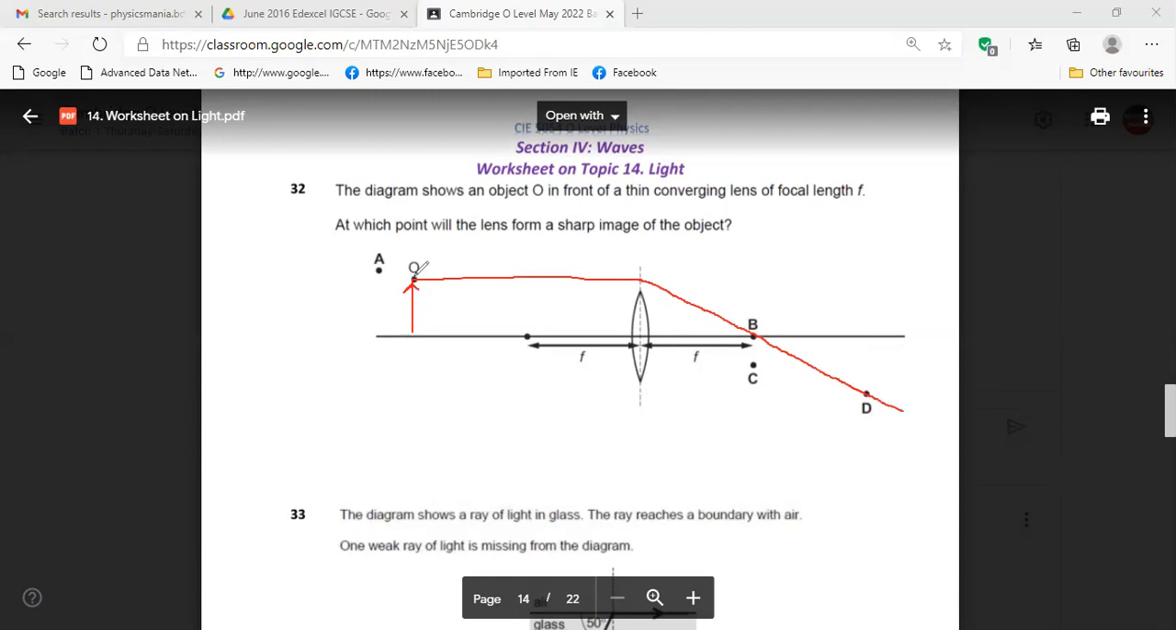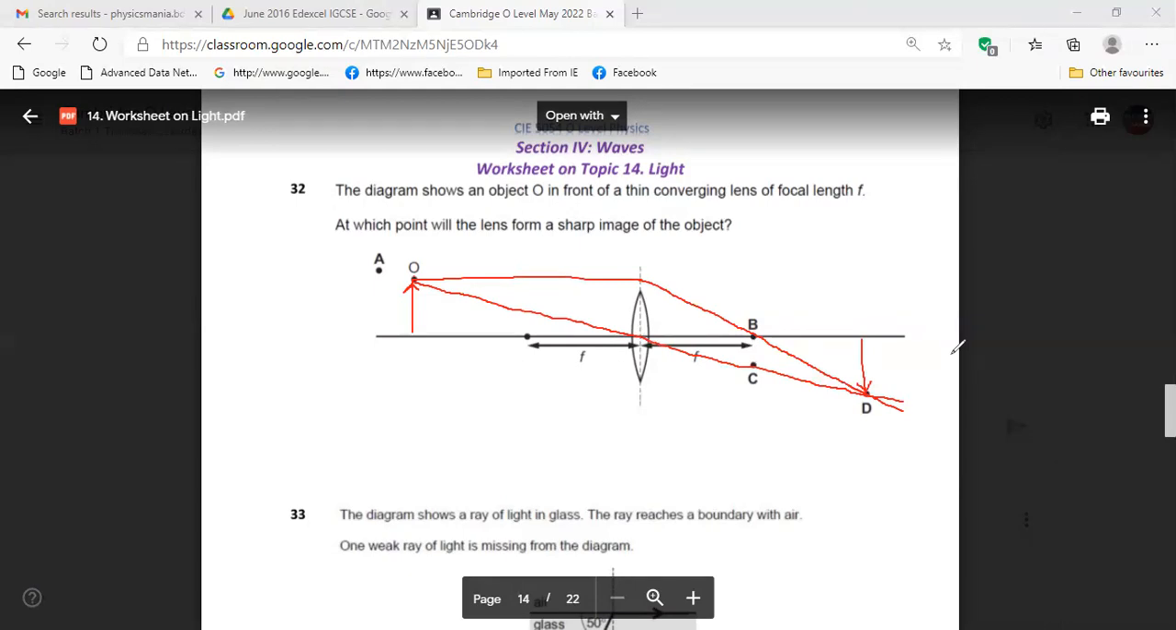Then another ray, it will go through the optical center. Where should it go through? Optical center, right? Yes, sir. And when it goes through the optical center, it's going without bending, right? Yes. So the position of the image is here. Is it clear now? Yes, sir.